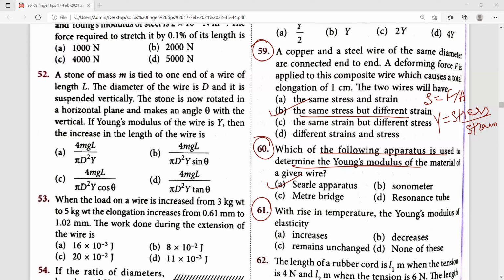61st one. With rising temperature, Young's modulus of elasticity, what happens? They ask the question. Young's modulus of elasticity decreases with rising temperature. Therefore, B is the right answer. Got this one?